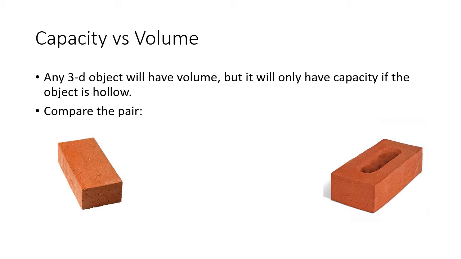So when we're talking about capacity versus volume, any 3D object has volume, but it won't have any capacity if the object is hollow. If we look at two bricks, for instance, you can see that they will have similar volume because their dimensions are pretty similar, but one of them has capacity and one of them doesn't. The volumes of the two bricks would be the same, but the brick on the right would have capacity, while the brick on the left would have no capacity because it's solid. There's no space inside it to hold any other substance.